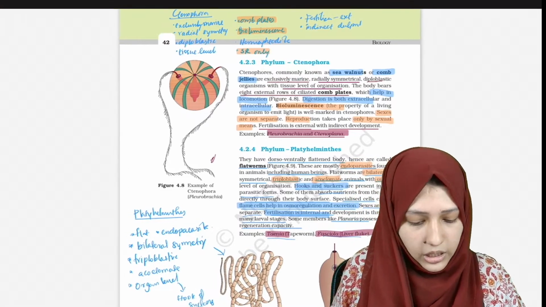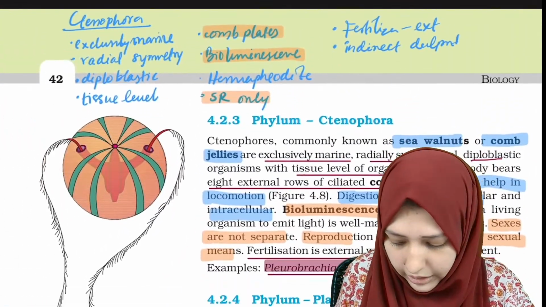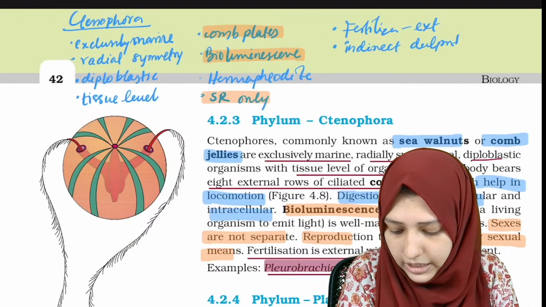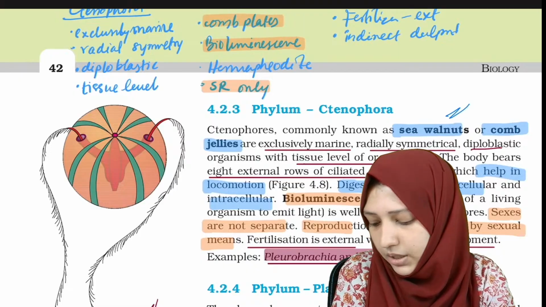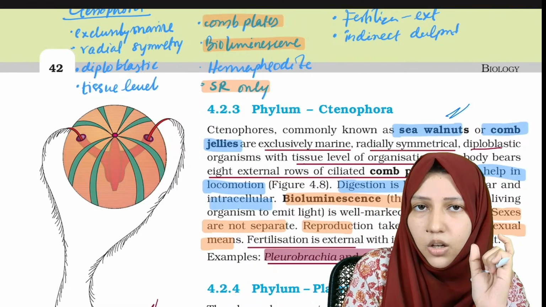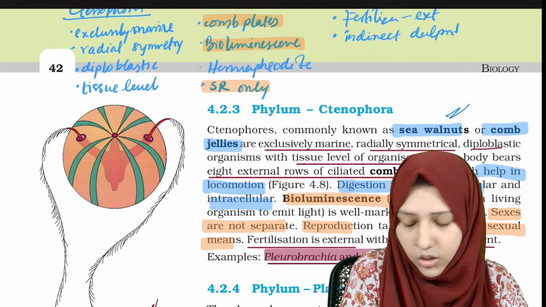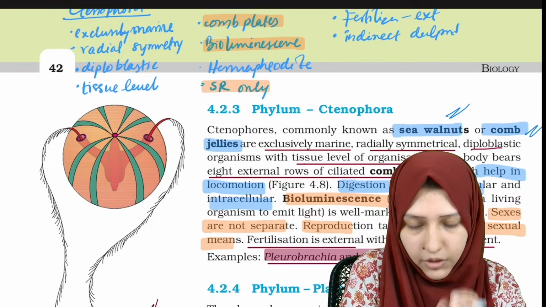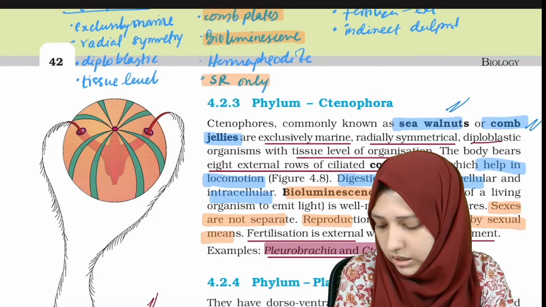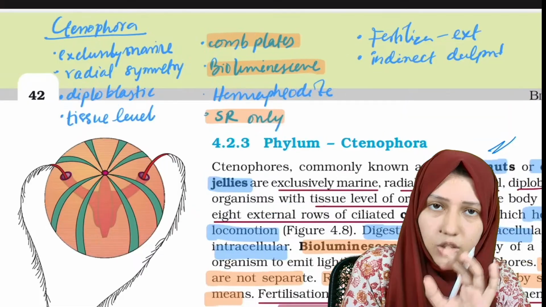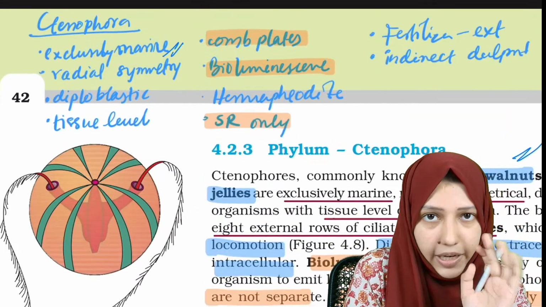Now coming into the phylum Ctenophora. Phylum Ctenophora is commonly known as sea walnuts. Just see the shape. It is also known as comb jellies. It is exclusively marine. Just see these basic characters. Exclusively marine means it is only seen in marine. Nowhere else it is seen.